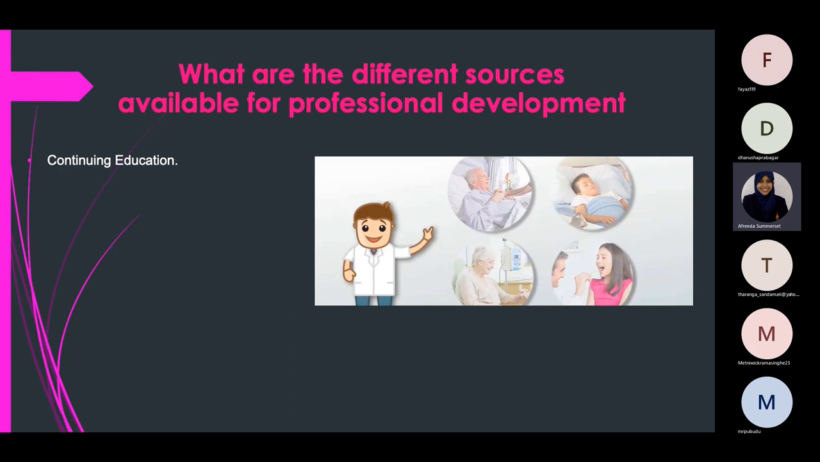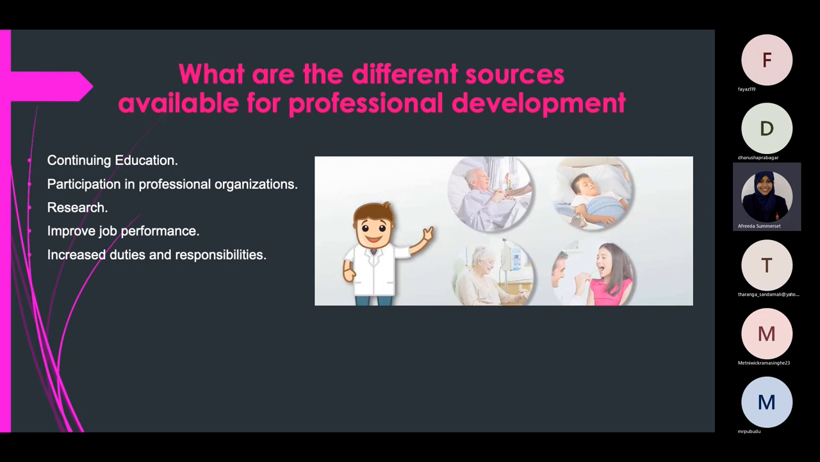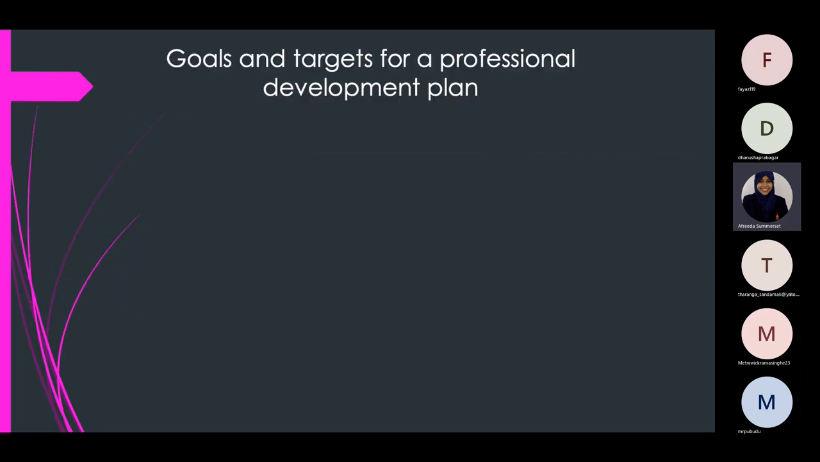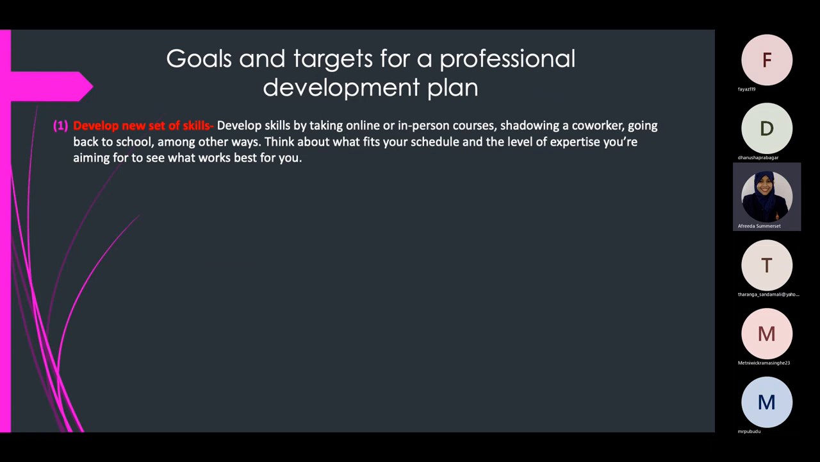So sources that you can get from professional development are, again, education, organization, you participate, you do your research, improve job performance, increase duties and responsibilities, right? All these skill-based training are ways that you can improve your professional development. So what should be your goals and targets for your professional development plan? Like I said yesterday and also the last 2 weeks, you need to always develop a new set of skills. I just said it a while ago.